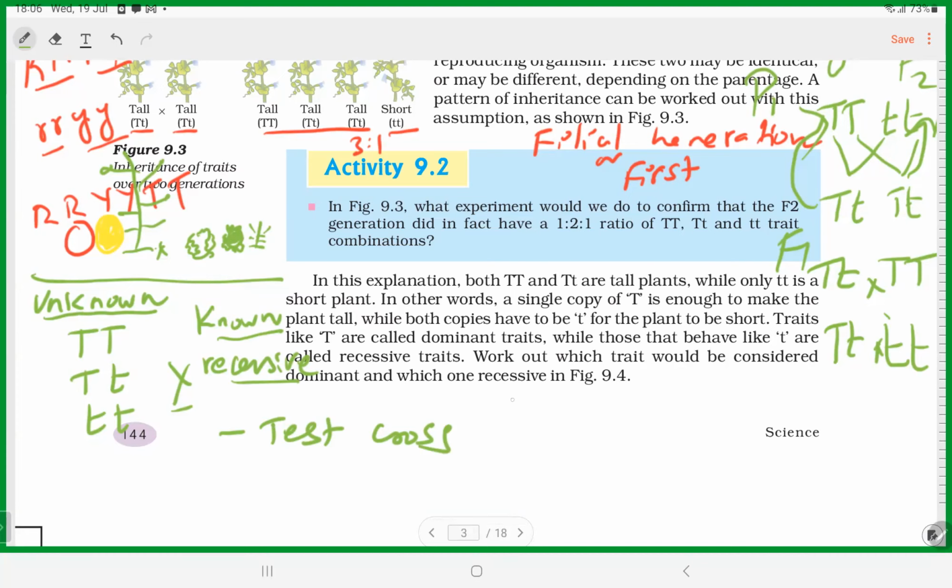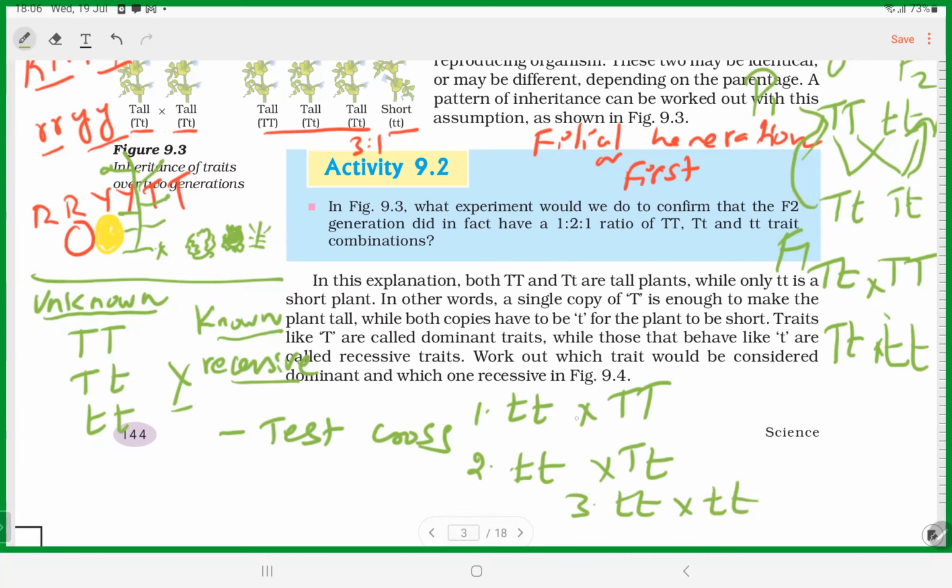TT into TT can be done. Or second, what? TT into T T can be done. Third, what? T into. Can you understand? So in three ways, can you do that?